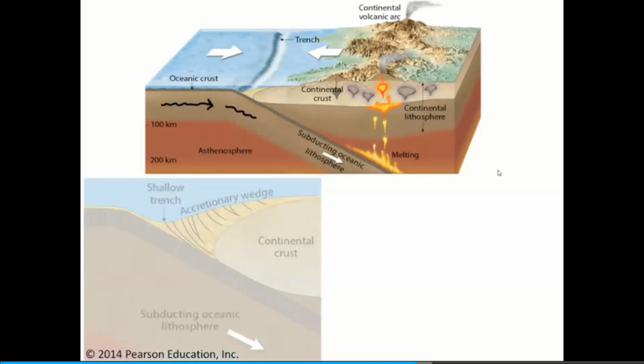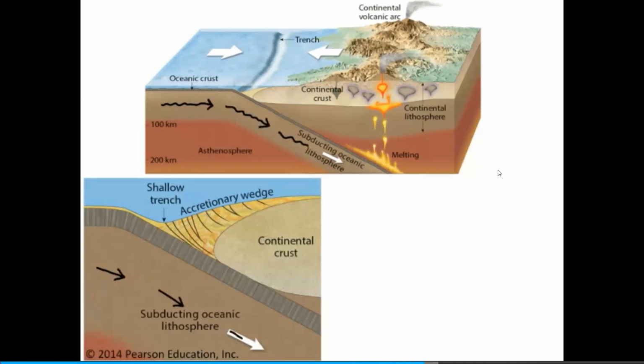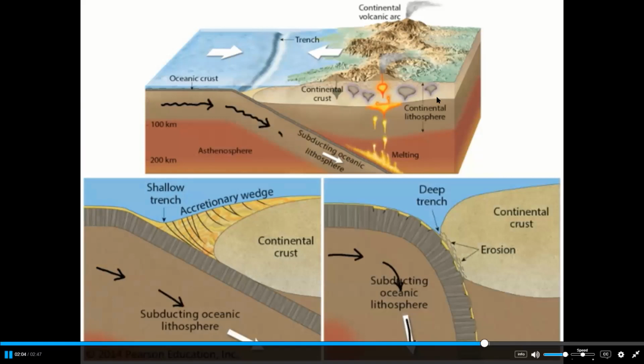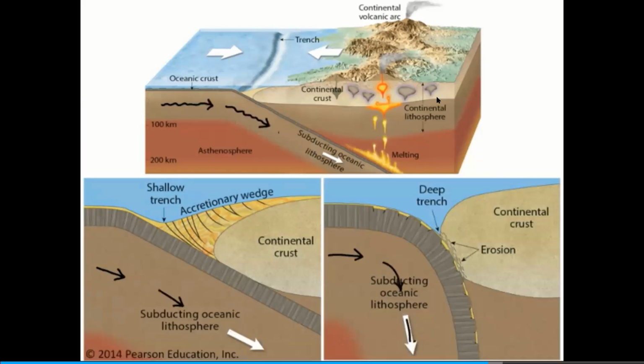If the subduction angle is relatively shallow, you end up getting a relatively shallow trench, and you scrape off lots of sediment and seamounts and things like that to produce an accretionary wedge. If the subduction angle is steeper, you can end up getting a deep trench, and you can get subduction erosion, where bits of the overriding plate are actually scraped off and carried down to the deep.